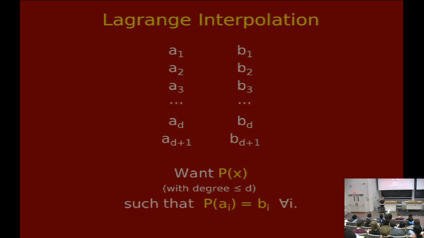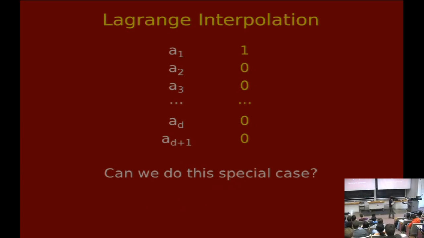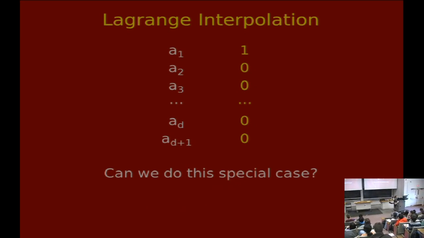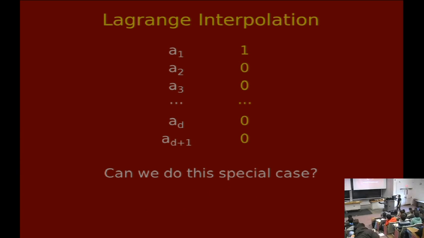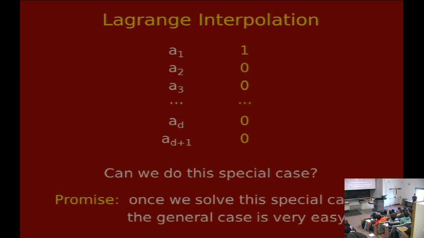Seems a bit hard. So I'm going to make it potentially easier, and I'm going to ask you to do it in a special case. Can you do this special case? The a_i's, you don't know what they are, but b1 is 1, and all the rest of them are 0. That's what I want you to focus on. The reason I want you to focus on that is because once we solve this case, the general case will be quite easy. I assure you that this is possibly the hardest part.